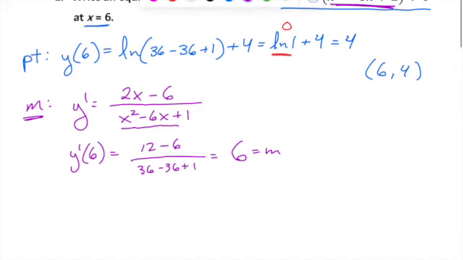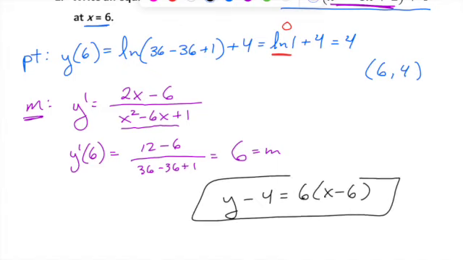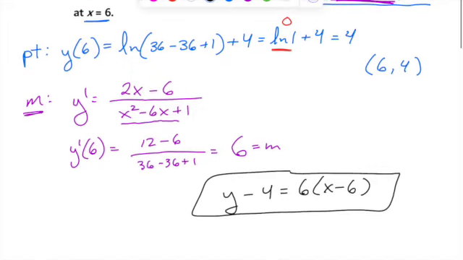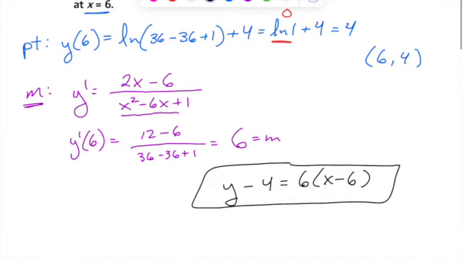And so your tangent line is y minus 4 equals 6 times x minus 6. If you want to use slope-intercept form or some other version, that's obviously fine, but that's one version of the tangent line. Okay, pretty straightforward, just a little practice with the ln rule.